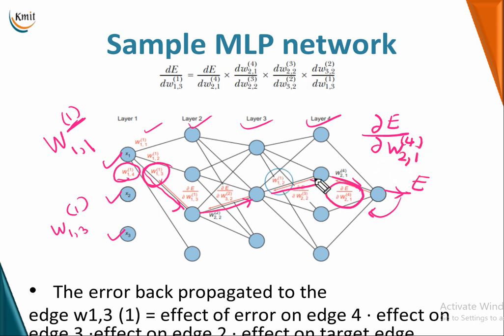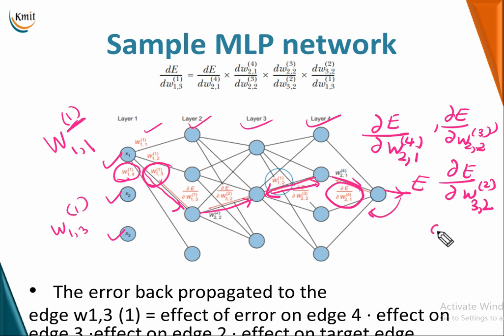Once I am done here, I am moving in this direction again. So for the next one, I will calculate ∂E/∂W of the 3rd layer, say 2,2. And then next I will calculate ∂E/∂W of the 2nd layer, 3,2. And then finally I will calculate ∂E/∂W of the 1st layer with respect to 1,3.